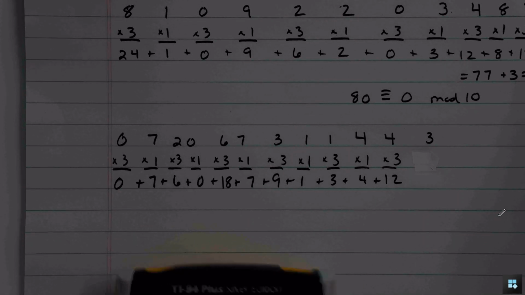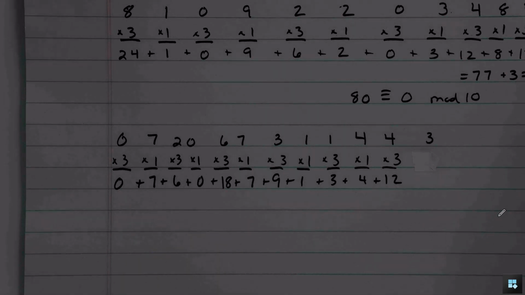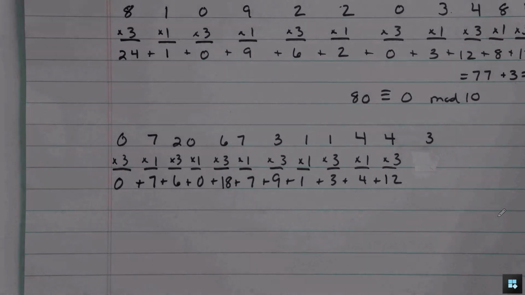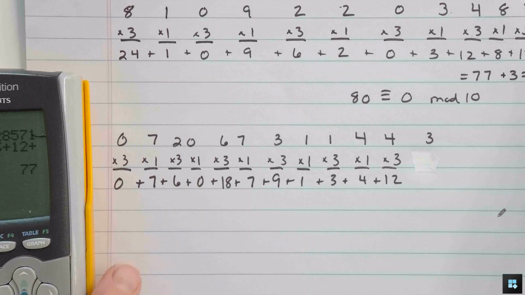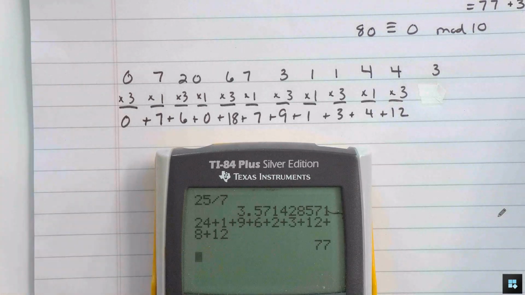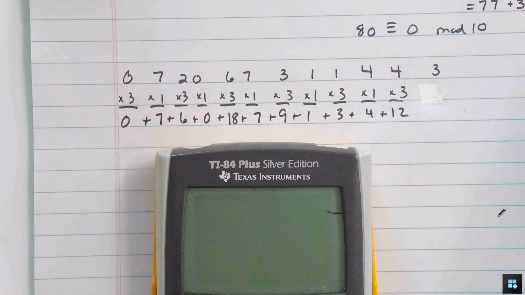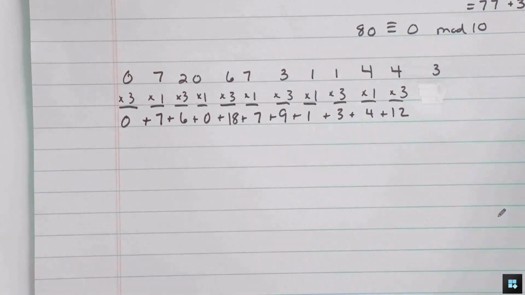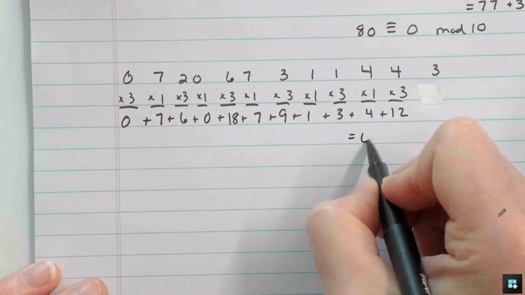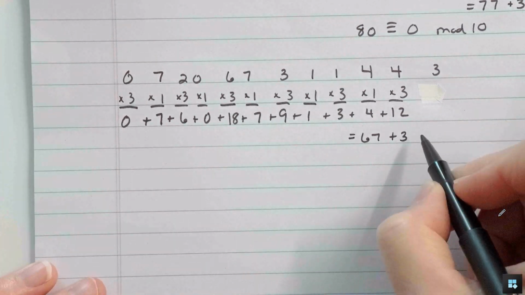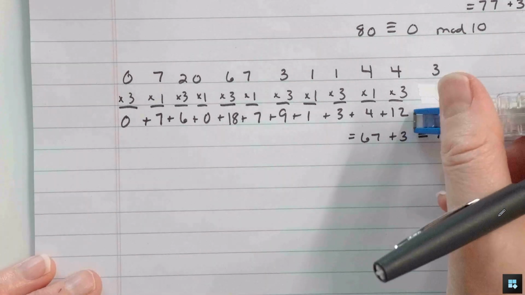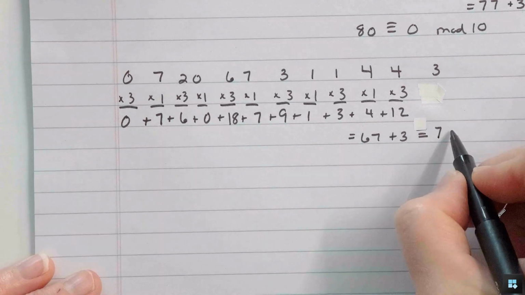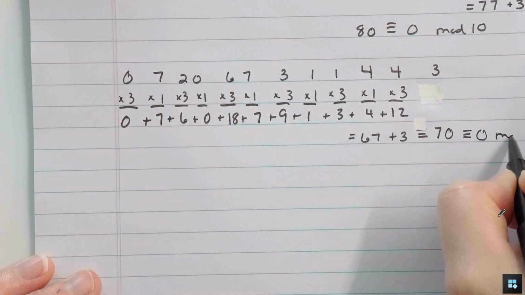Oh, that's weird. Why did that happen? Anybody get that added up yet? 67? Thank you. And so that gives a check digit of 3 necessary to get us to 70, because 70 is equivalent to 0 mod 10.